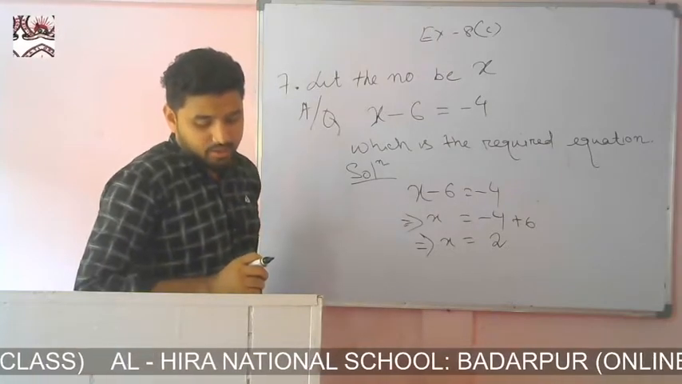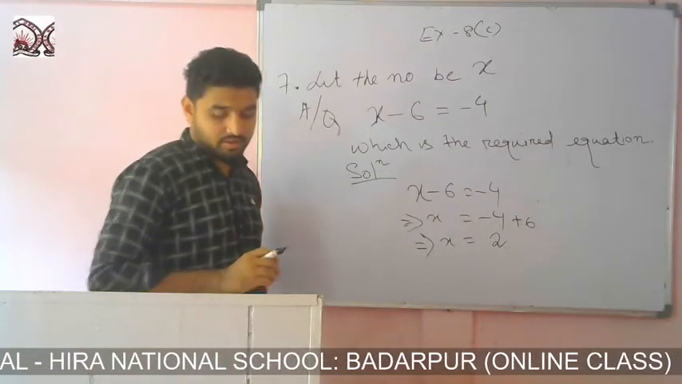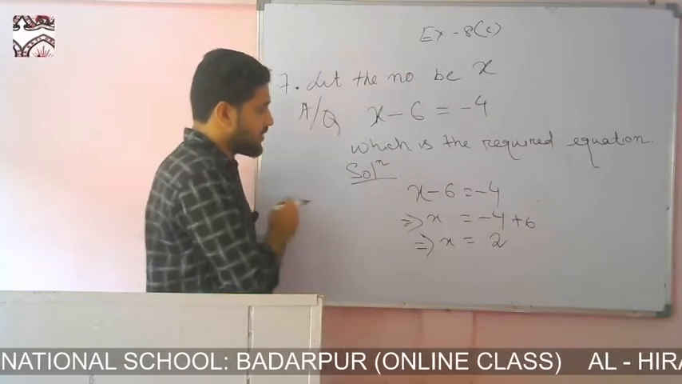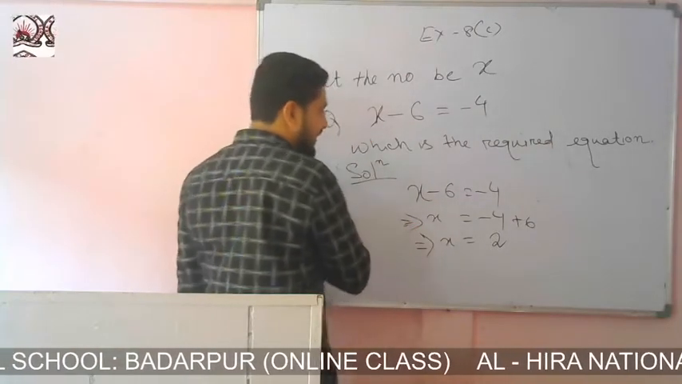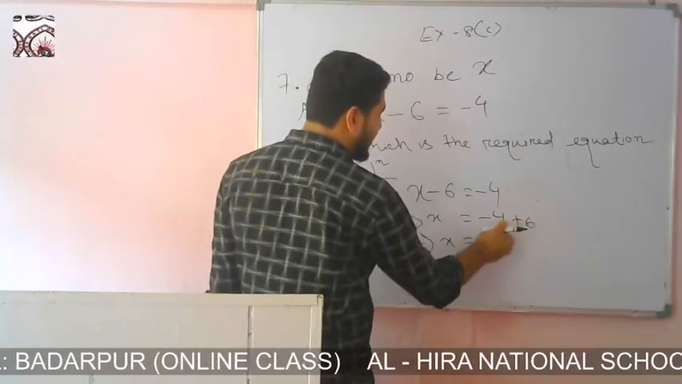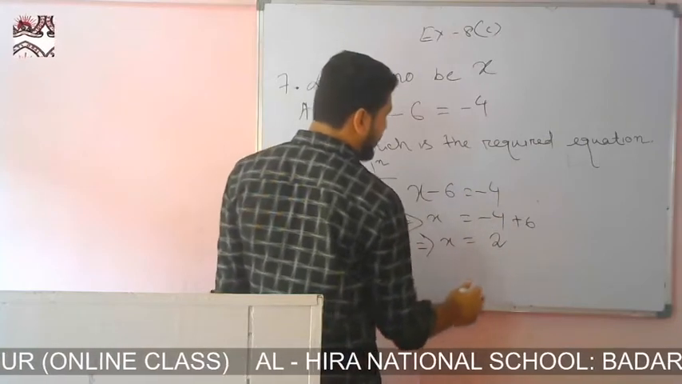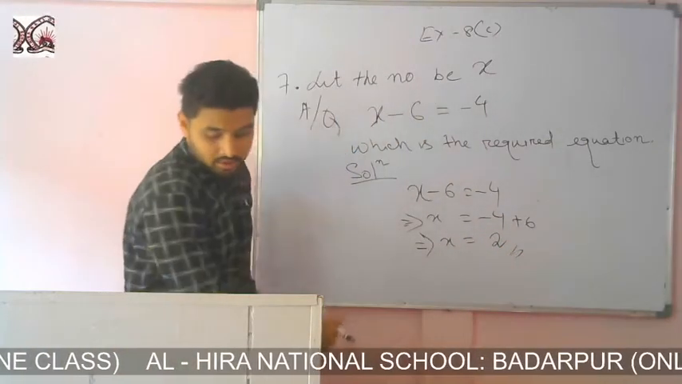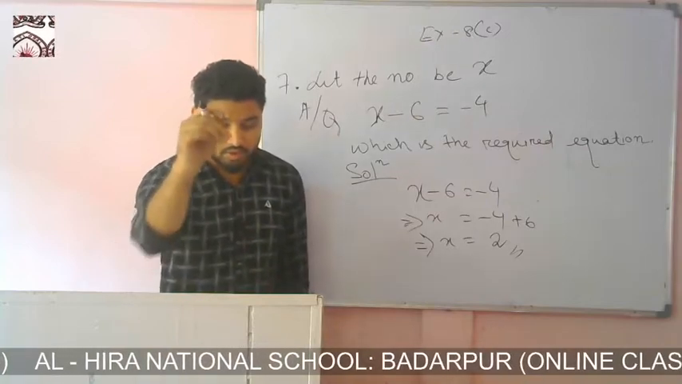6 less than a number equals minus 4. Then if I take, it will become 6 minus 4 equals to what? 2. So the answer will be what? 2. Okay.